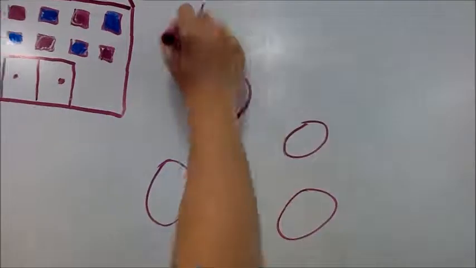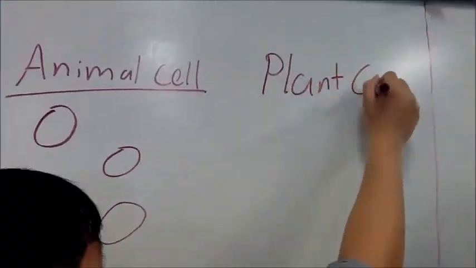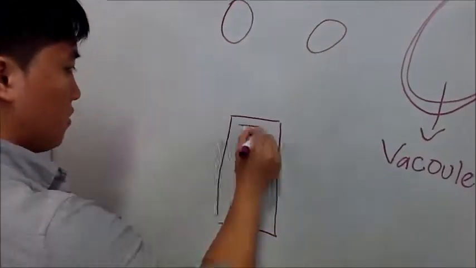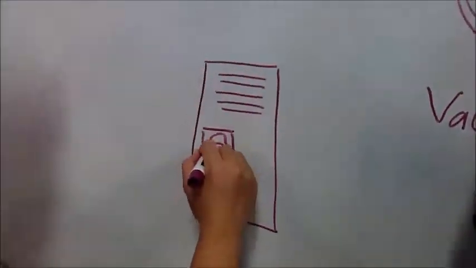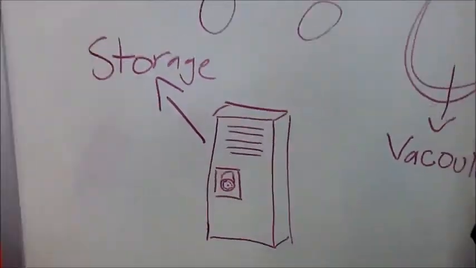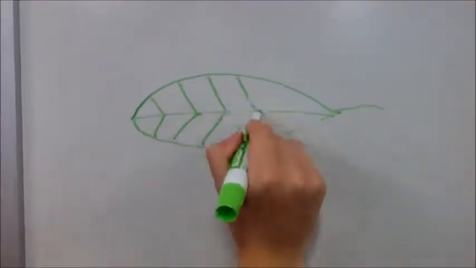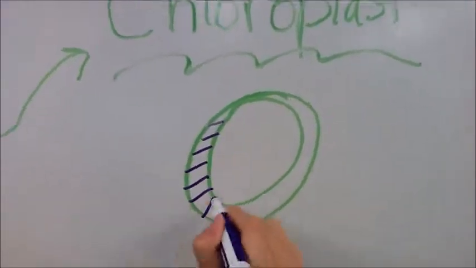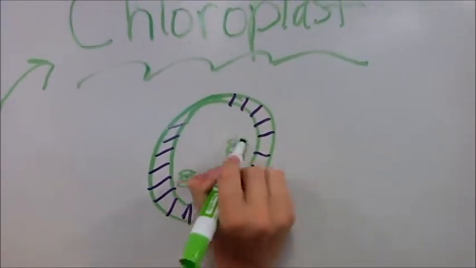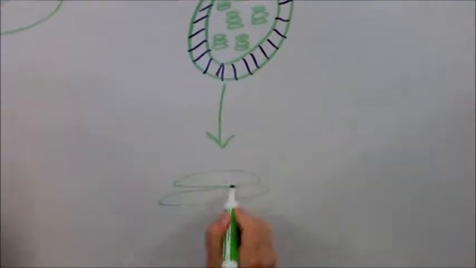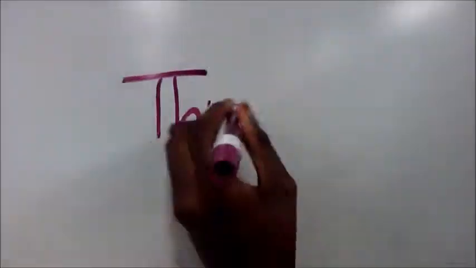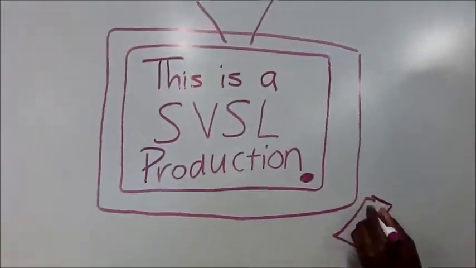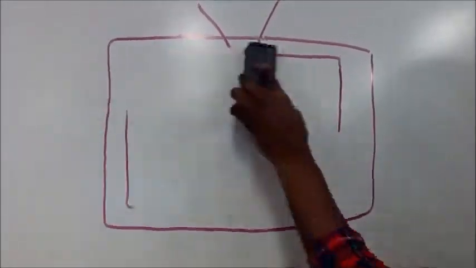Now let's move to the next part of the cell, the vacuoles. These are the storage centers of the cell. There's a difference between animal and plant cells. Animals have small and frequent vacuoles, but plants have only one large one. The final organelle that is different in plant cells is the chloroplast, which contains thylakoids. These thylakoids serve as a location for photosynthesis.